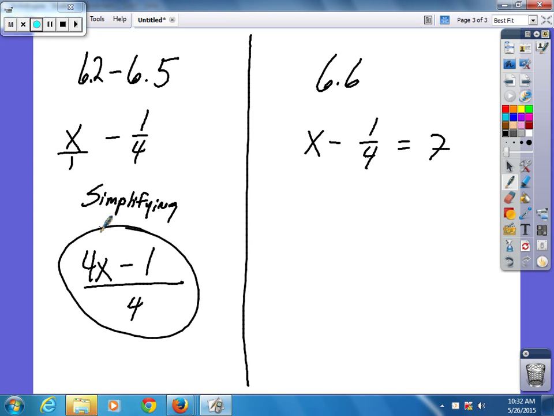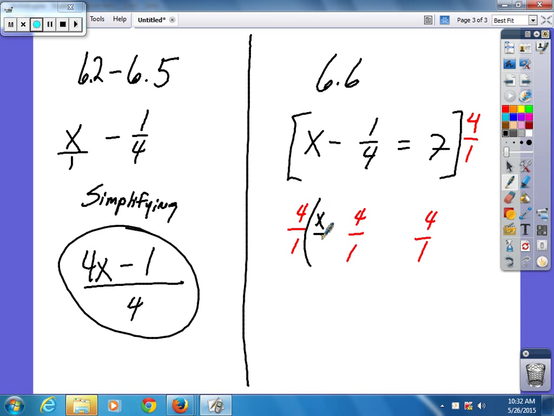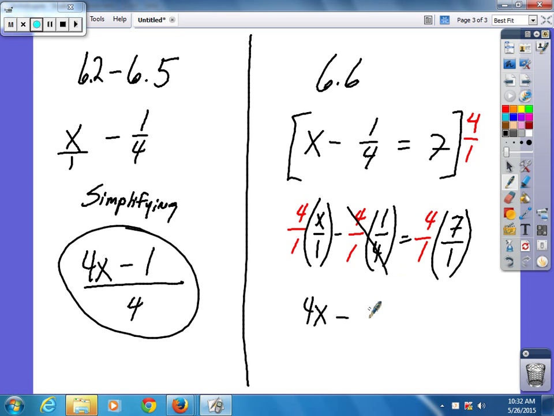And this, you're multiplying through by the common denominator, which is 4 over what? Just like 4 over 1. And you get 4 over 1, x over 1, 1 over 4, 7 over 1. And 4x minus 1 is equal to 28.